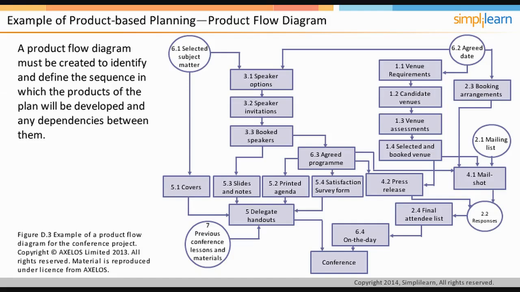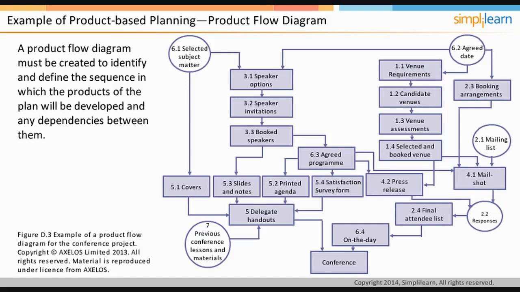A product flow diagram must be created to identify and define the sequence in which the products of the plan will be developed and any dependencies between them. The product flow diagram also identifies dependencies on any products outside the scope of the plan. It leads naturally into consideration of the activities required and provides the information for other planning techniques, such as estimating and scheduling. When creating a product flow diagram, consider the following. Some planners prefer to create the product flow diagram in parallel with the product breakdown structure.